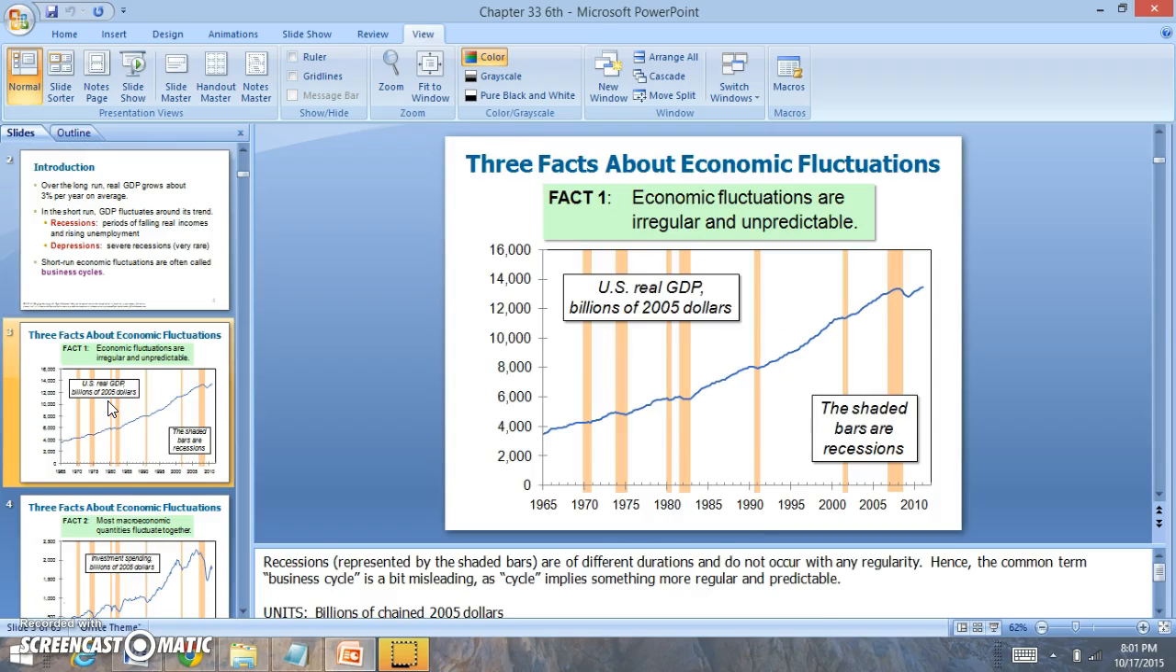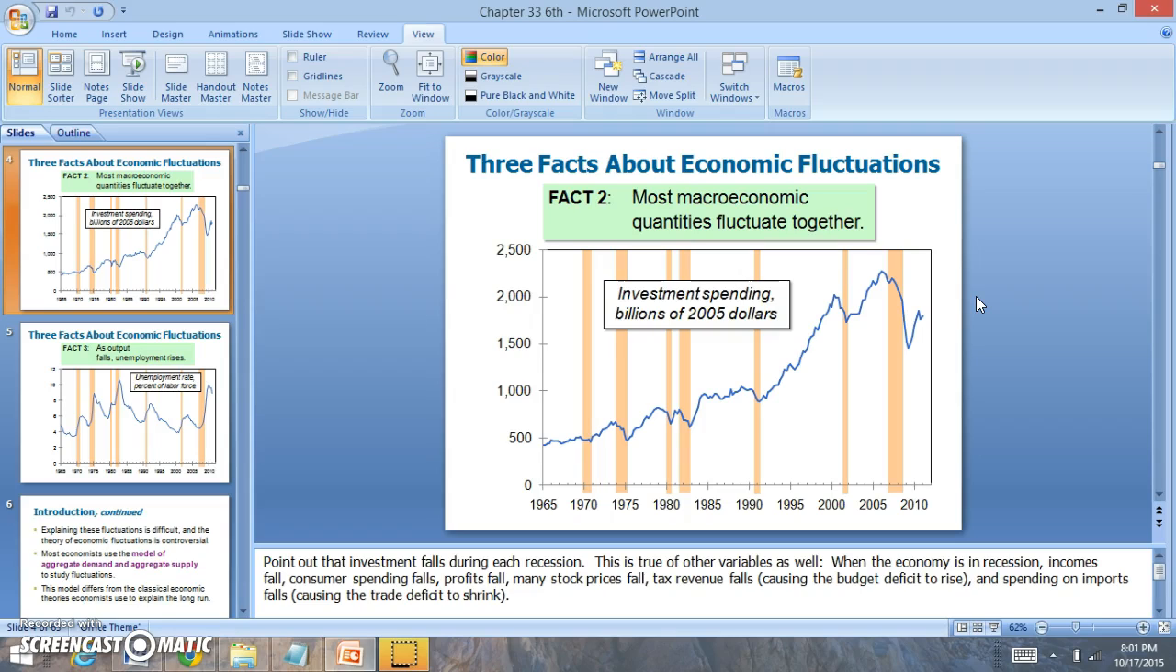So there are some important facts that we can learn about GDP. The first fact is, if you look at this graph, you notice that economic fluctuations are irregular and unpredictable. It's very hard to predict the direction of these price movements and fluctuations that occur in our economy. Fact number 2, most macroeconomic quantities fluctuate together. So if you see GDP has decreased, you also are going to notice investment might decrease, consumer spending might decrease, consumer wealth will decrease. Those things really go hand in hand, fluctuating in the same type of pattern.